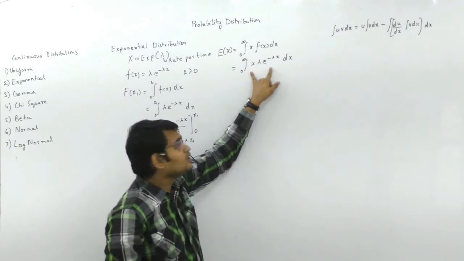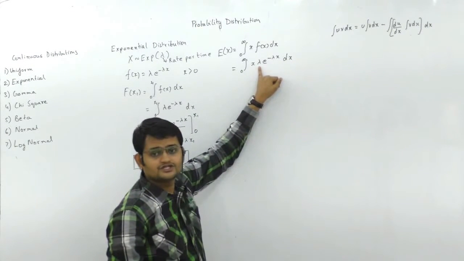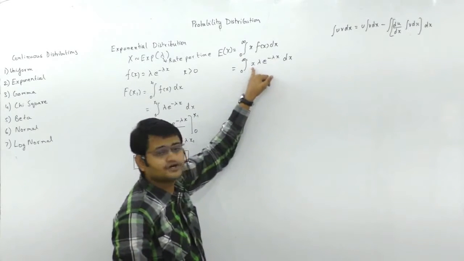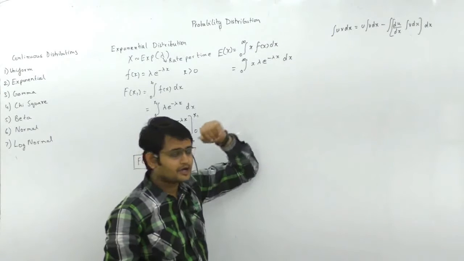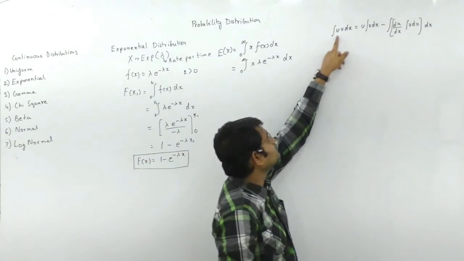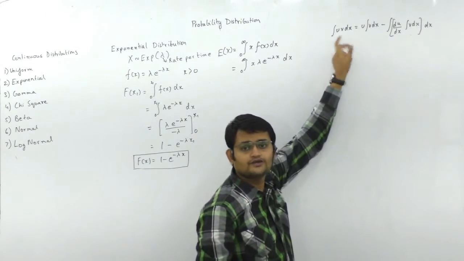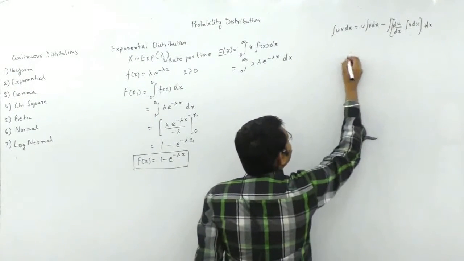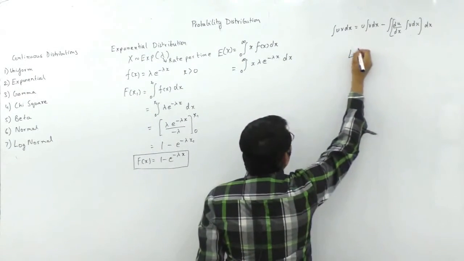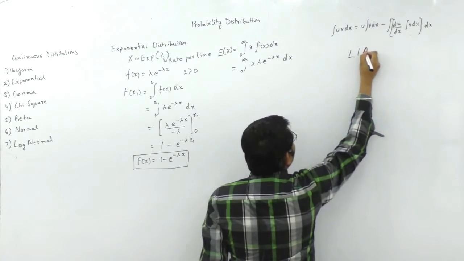We can use integration by parts here. Now first of all, lambda is just a constant, it will come out. So our first function is x and the second function is e raised to minus lambda x. Now how do we define which of them is going to be u and which of them is going to be v? So basically there is a simple formula, we say LIATE.